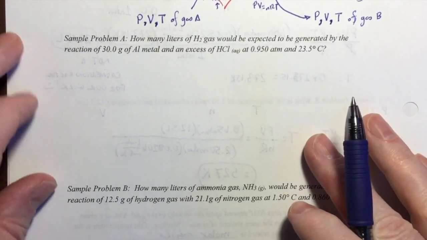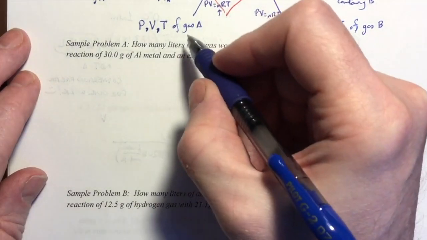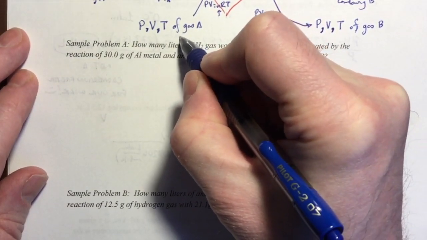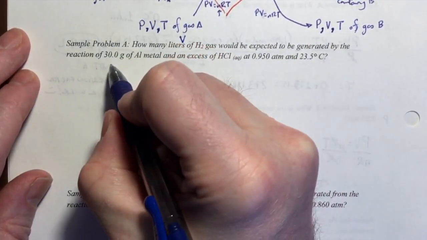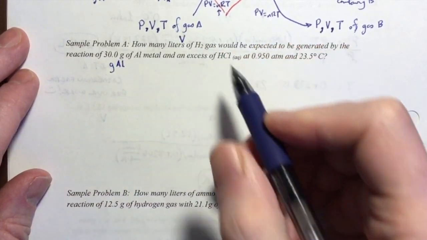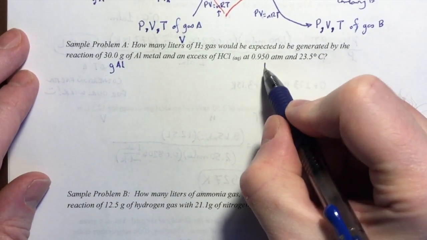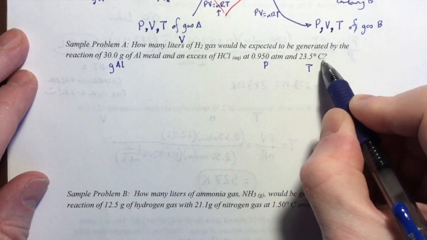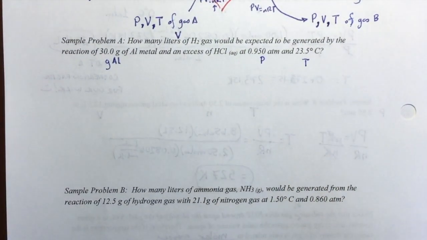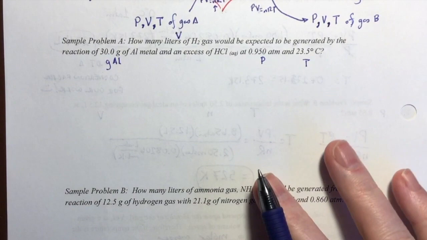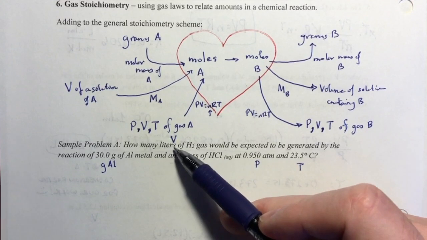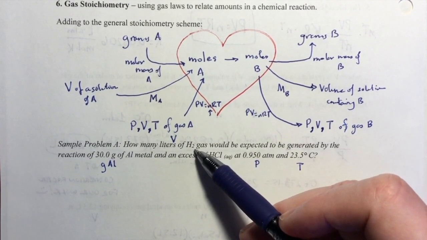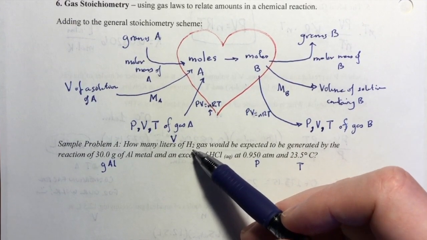So let me just identify some of the things that they're giving me. They're asking for volume, and they're giving me grams of aluminum. They're giving me pressure of the gas, and they're giving me temperature in Celsius, which I know, since it's a gas, will have to be converted to kelvins. So let's see if I can strategize how I'm going to approach this problem. I'm asked for a volume of H2 as my goal for this problem.